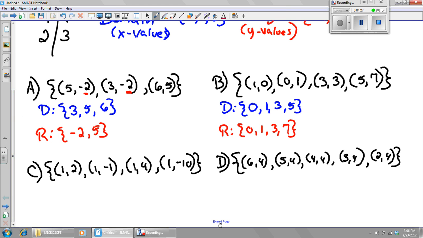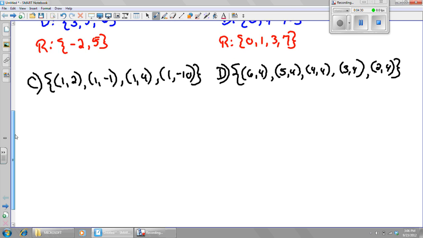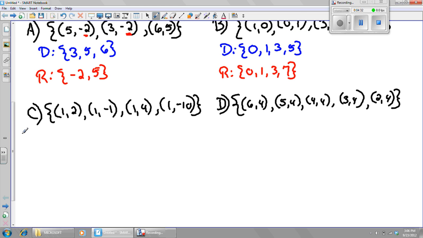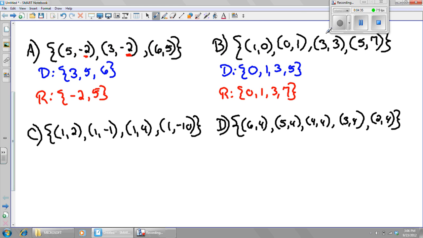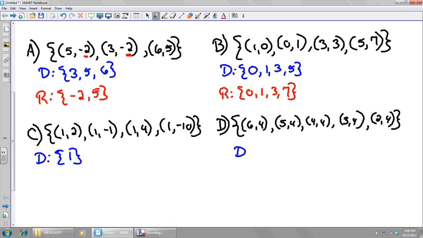It's not moving. There we go. And I'll do domain and range for the last 2 problems. I'll just go ahead and do domain for both. And for this one, it looks like the domain is 1. It's like the x value or the input is 1 every single time. For D, the domain is 2, 3, 4, 6.